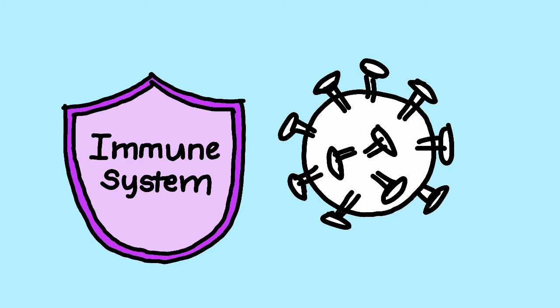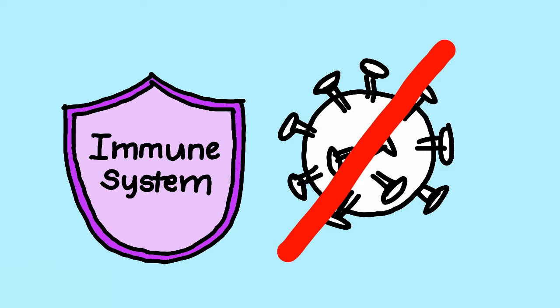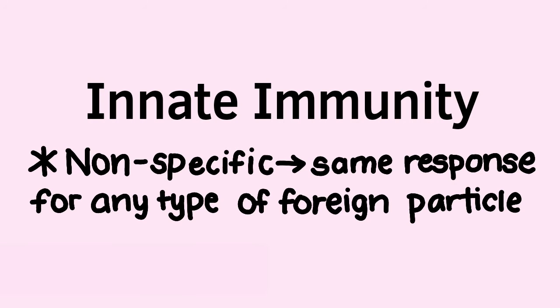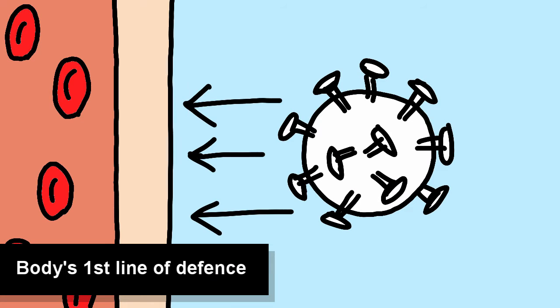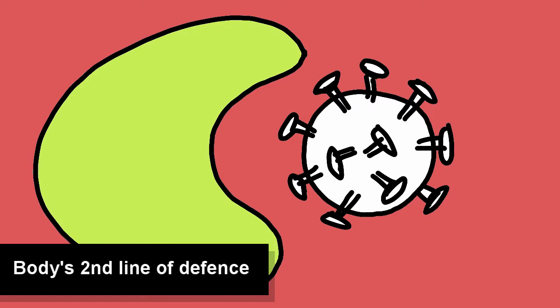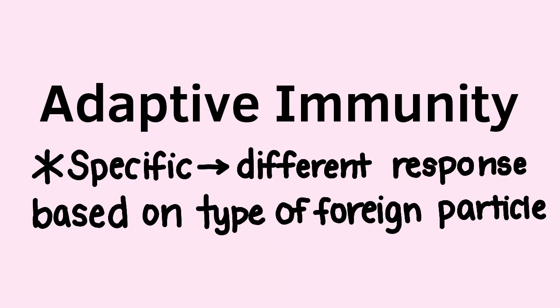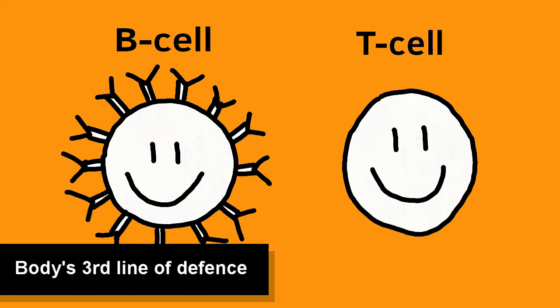Normally, when you come into contact with a virus, your immune system steps in to fight off the infection. There's an innate immune response, which includes the physical barrier and the immune system's white blood cells like phagocytes. In addition to that, you also develop adaptive immunity. This relies on lymphocytes called T cells and B cells.